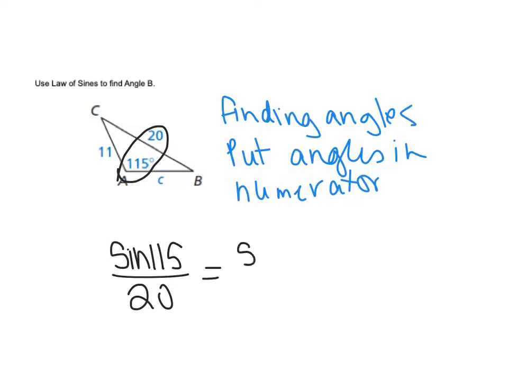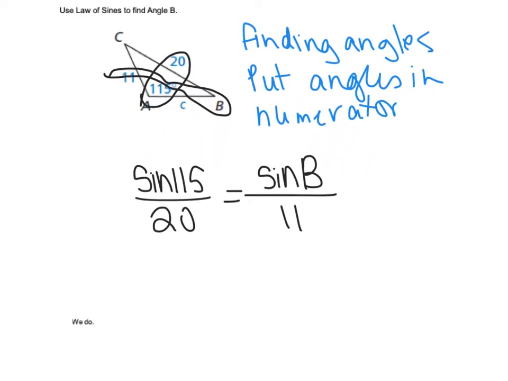So I'd say on the other side would be the sine of B over 11, because there we go, kind of right through the middle. The sine of B over the side opposite of it, which is 11. Now, again, all that we really need to do here, I need to undo divided by 11. So I'm going to multiply both sides by 11. And this right here is going to be a decimal value.